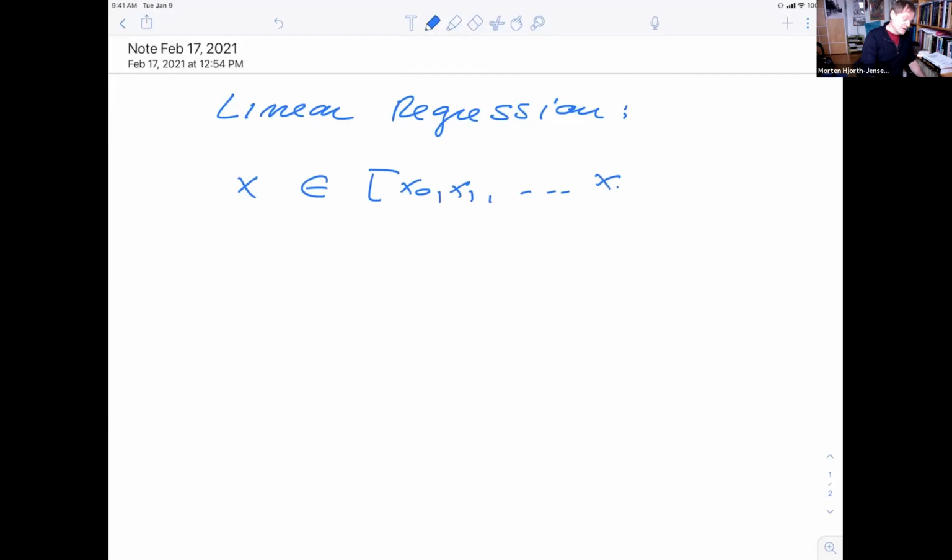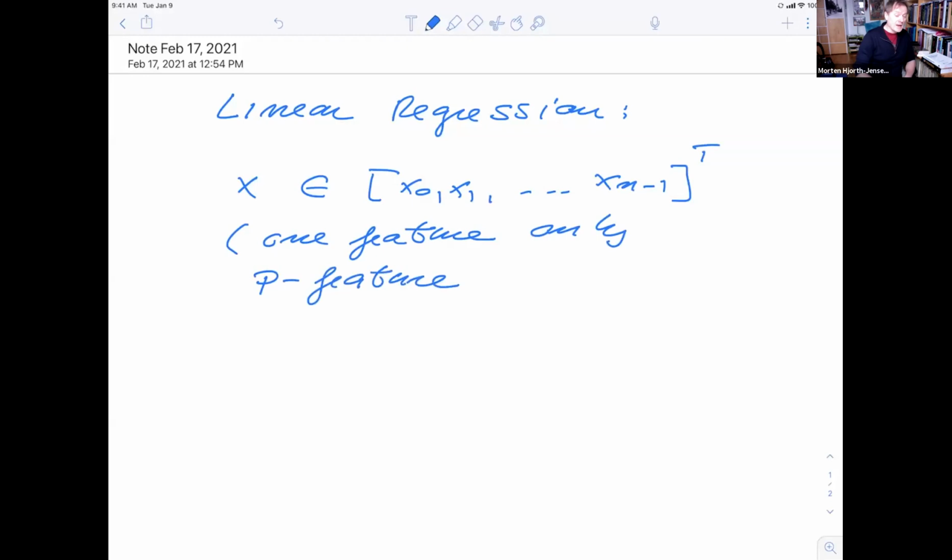So I'm writing this as a vector now, so this is transpose. I'm going to use this kind of vector notation here. And then this data can actually be increased in case I have some additional features. So what I'm assuming now is that I have one feature only. But in general, we could have a given number of features, something like p features. These are also called the explanatory variables or the predictor variables.